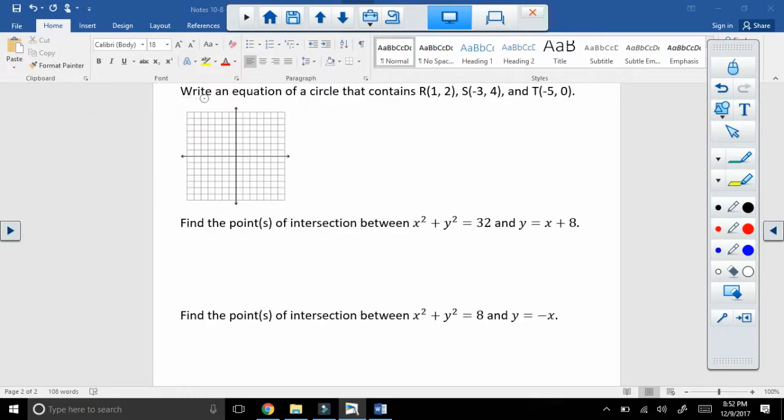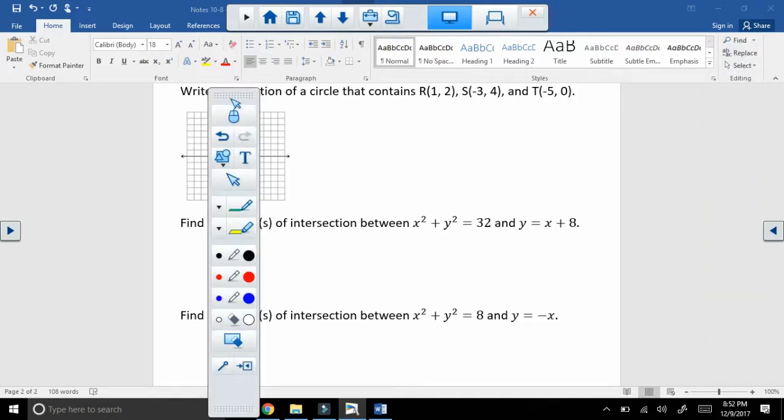For this one here, it says we need to write the equation of a circle that contains these points. This is going to be by far the easiest to do if you have them graphed. So I'm going to go ahead and just do that quick. 1, 2. We have -3, 4, and -5, 0.